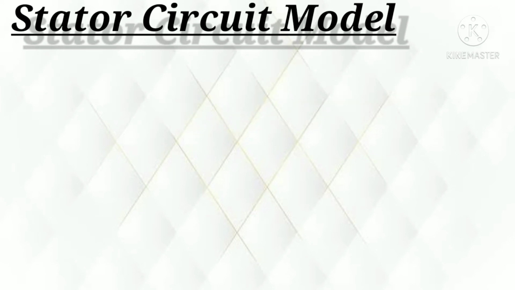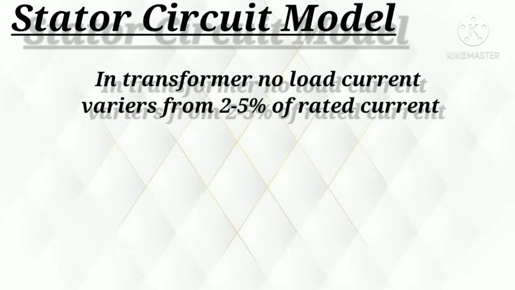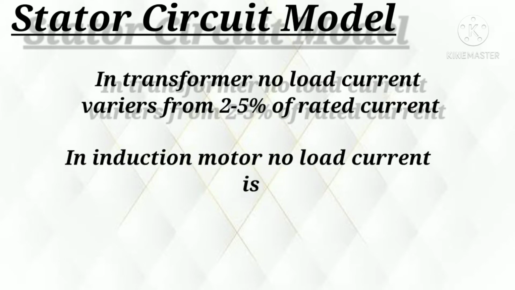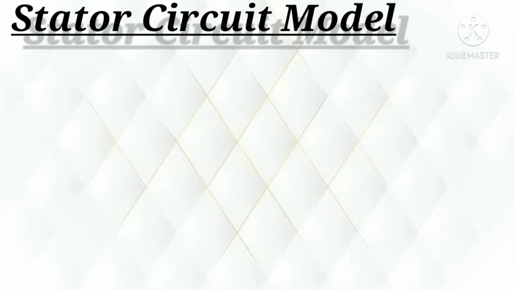As we know, in a transformer the no-load current varies from 2 to 5% of the rated current, whereas in an induction motor the no-load current is about 25 to 40% of the rated current, depending upon the size of the motor. The value of magnetizing reactance is also very small in the case of an induction motor.